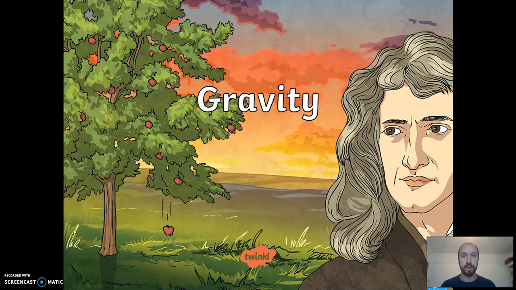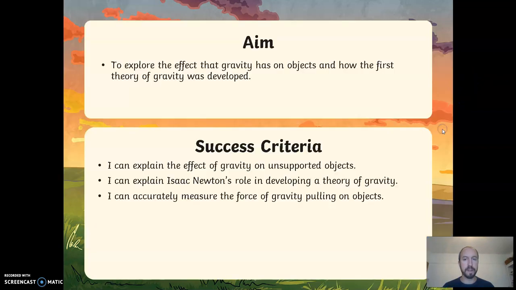It is to do with our science learning about forces, and in particular, we're looking at gravity. This picture of Isaac Newton will become more relevant later on. Our aim today is to try and explore the effects that gravity has on objects and how the first theory of gravity was developed. This is going to tie into our investigation, which we're going to start tomorrow.